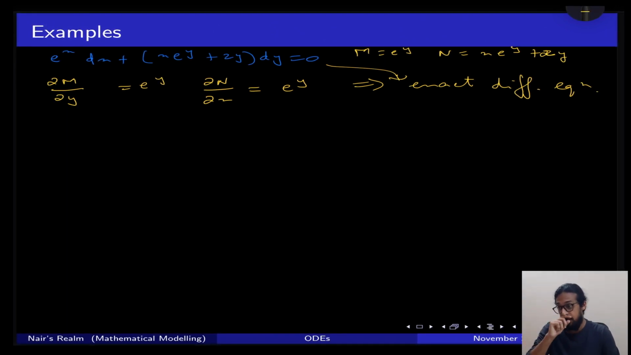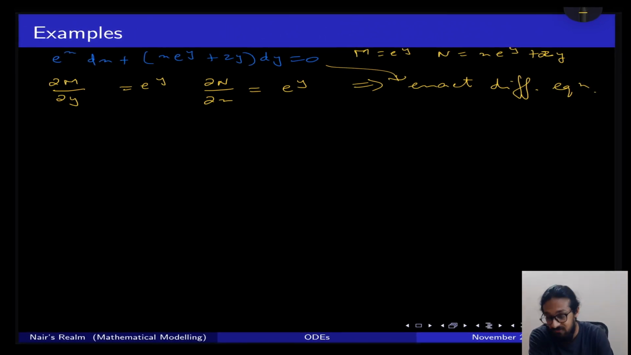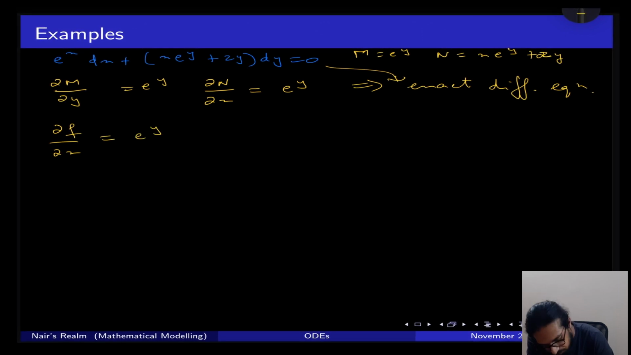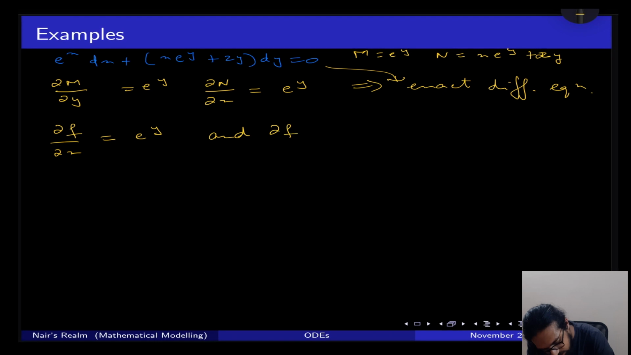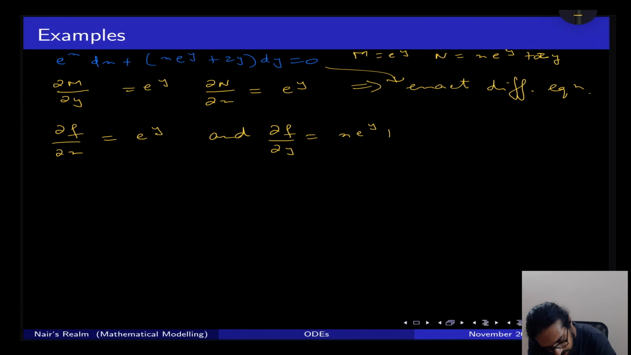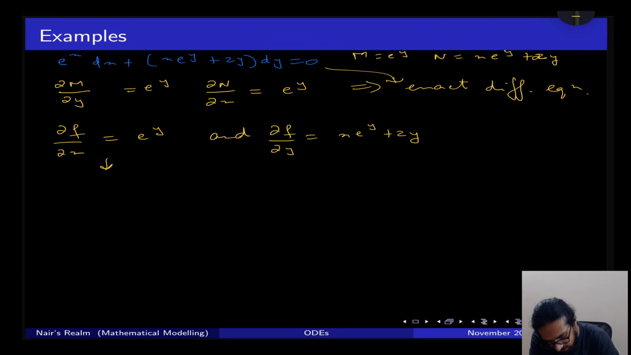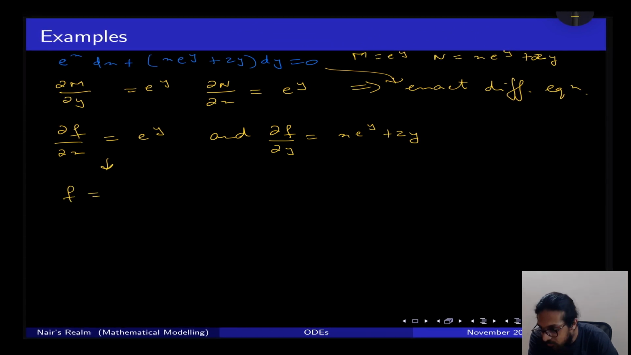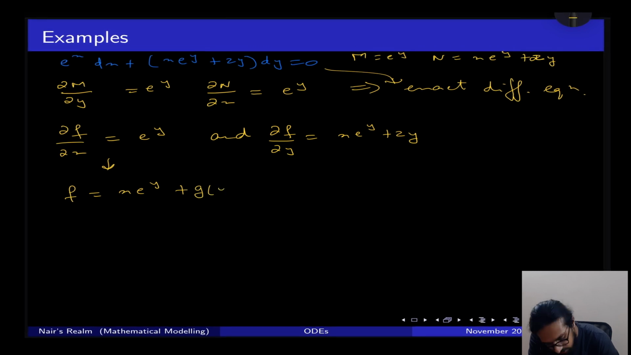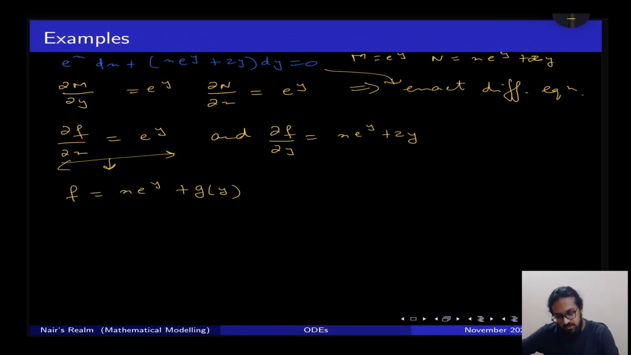Okay, so now that we know that it's an exact differential equation, let's try to solve it. We know that a function f exists such that ∂f/∂x is equal to e^y, and ∂f/∂y is equal to x e^y + 2y. That is what we just studied. So now again solving this like we had explained, this implies that f is equal to x e^y plus some function g of y. By integrating on both sides, we got this.